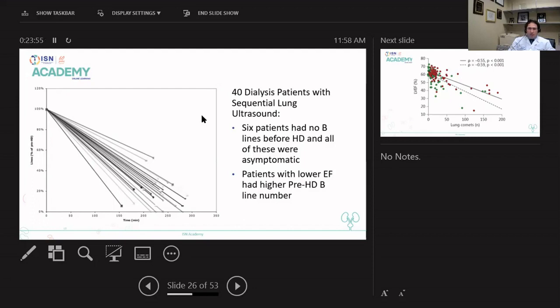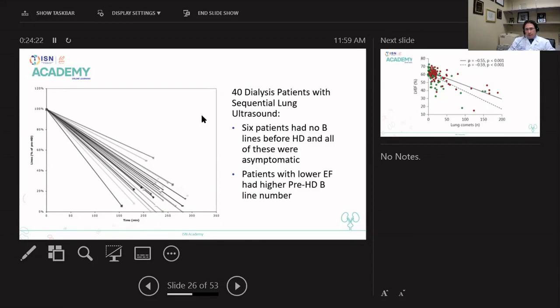Now, if B lines didn't represent anything and they were just artifacts with no meaning, then you would expect that pre and post dialysis, some would go up, some would go down, some would stay the same. Now, it's true that some of these patients had no B lines to begin with, but of the patients that did have B lines, with ultrafiltration and volume removal, that number was reduced in all patients that they looked at.